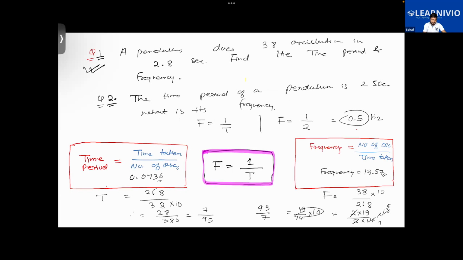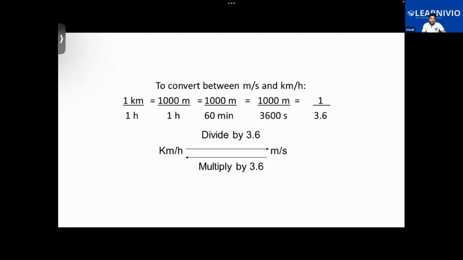Okay, so that is the thing. Another important thing is that we are going to learn about speed. We have learned about motion. Let me just revise some of the different motions. There is a particular kind of motion, like rotational motion.